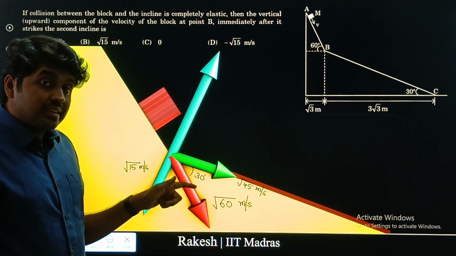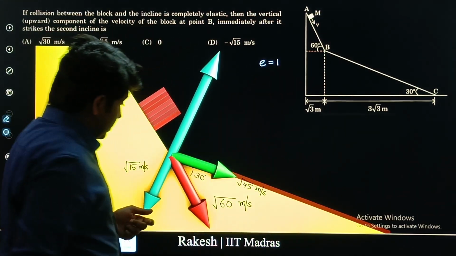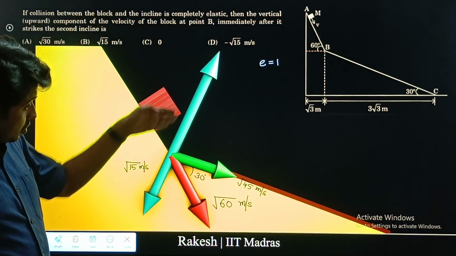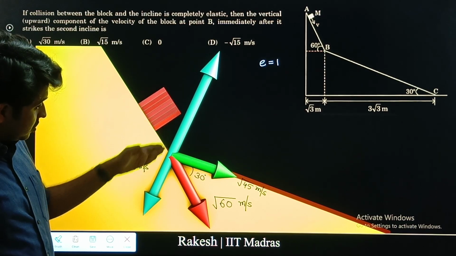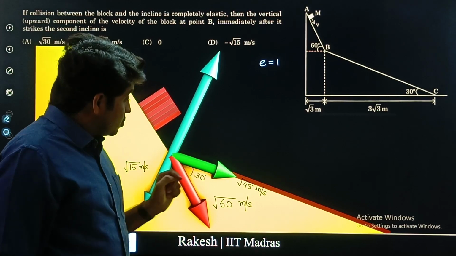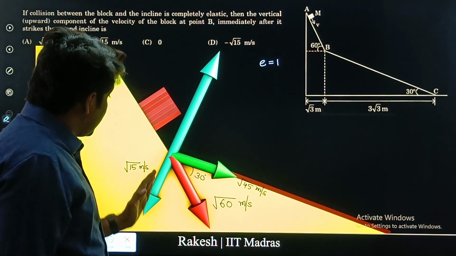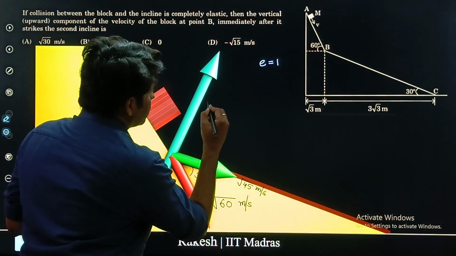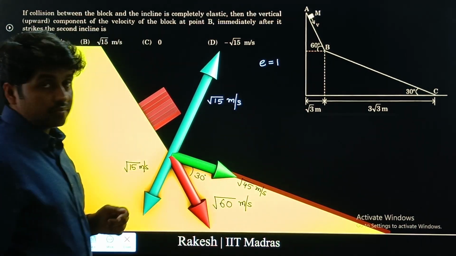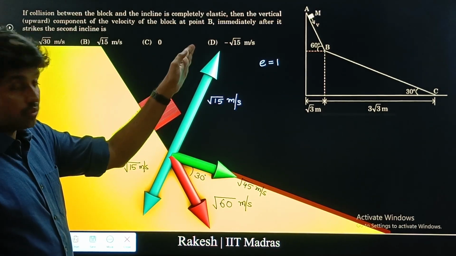Now if the collision is elastic, then E equals 1. That means velocity of separation should be equal to velocity of approach. So the approach along this normal is root 15, so the separation velocity also must be the same. So finally, the velocity of the block will be what? Tell me. This remains unchanged, root 45, and this velocity becomes root 15 meters per second. Okay. So finally, the block's velocity is root 45 and root 15.